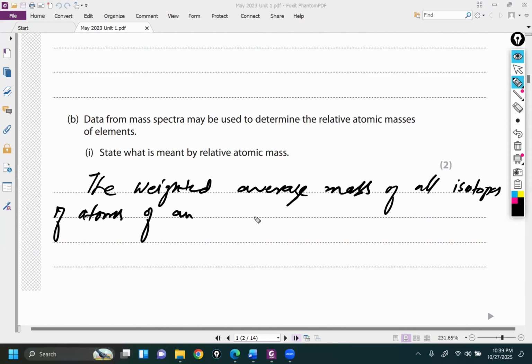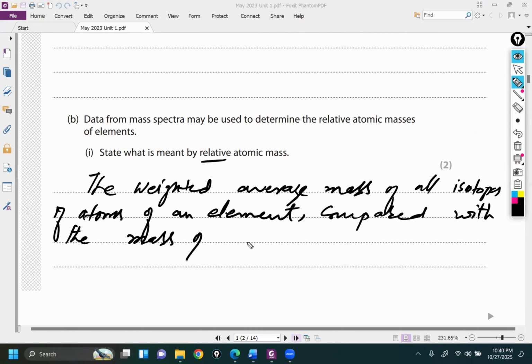This is 1 mark. This is the first section. Now we are defining the relative atomic mass, so compared with the mass of one atom of carbon 12. So this is the second part. So the first part, the weighted average mass of all isotopes of atoms of an element, compared with the mass of one atom of carbon 12.